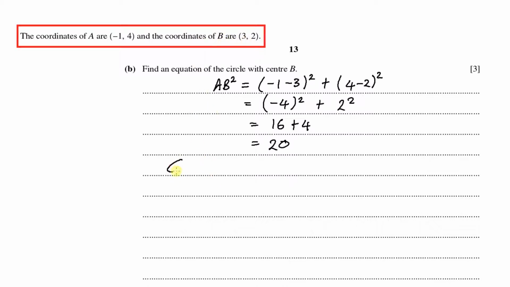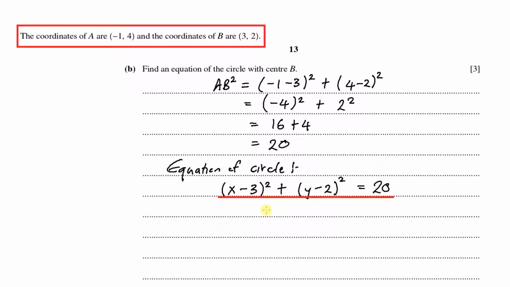So we are now saying the equation of the circle will come out as x minus the x coordinate, which is 3, squared, plus y minus the y coordinate, which is 2, squared, and it has to be equal to the radius squared, which is AB squared, and that's 20. So the answer we get here is this. And that's how we do it for part B.